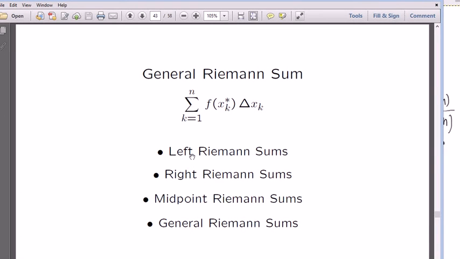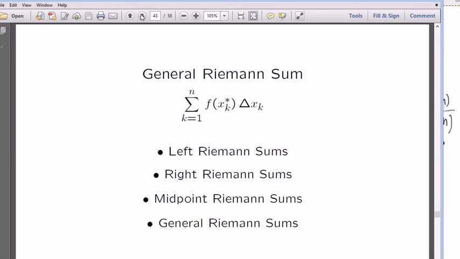So depending on which height point you choose, we named it differently. There's no word "regular" here. It's left Riemann sum, right Riemann sum, midpoint Riemann sum, general Riemann sum, right? And we choose xk star to be the midpoint, the left endpoint of the interval, the right endpoint of the interval, or anything different.